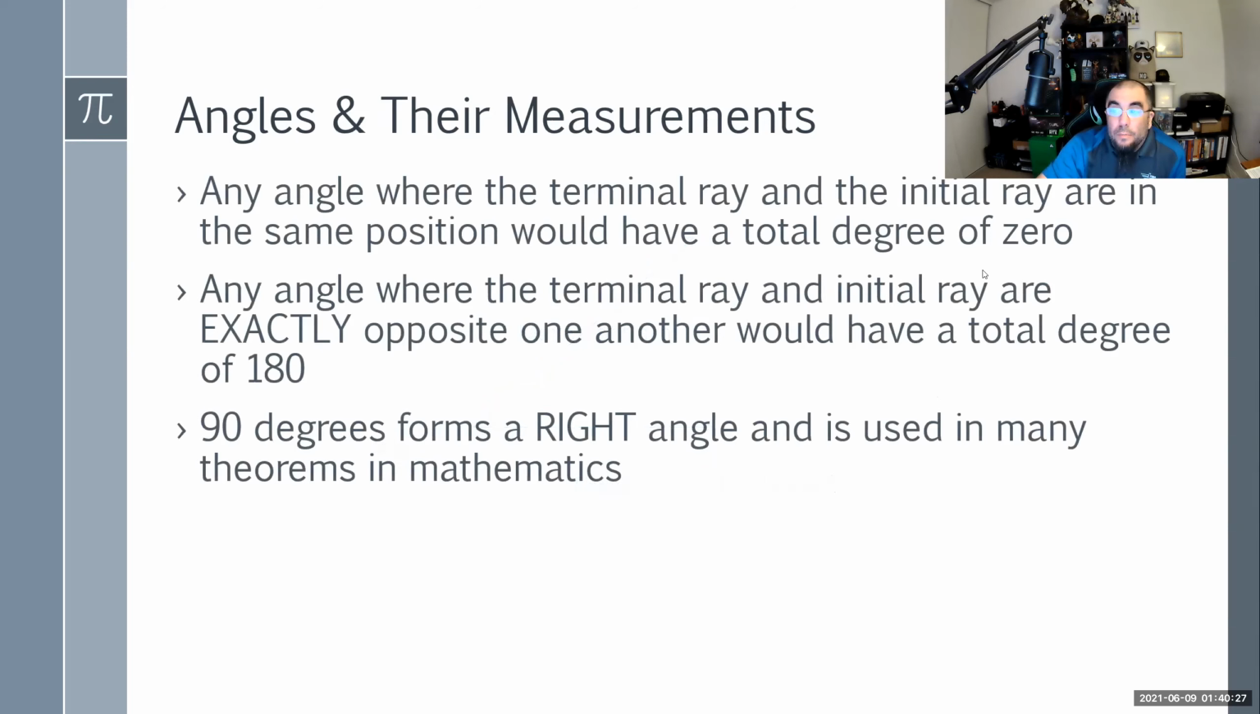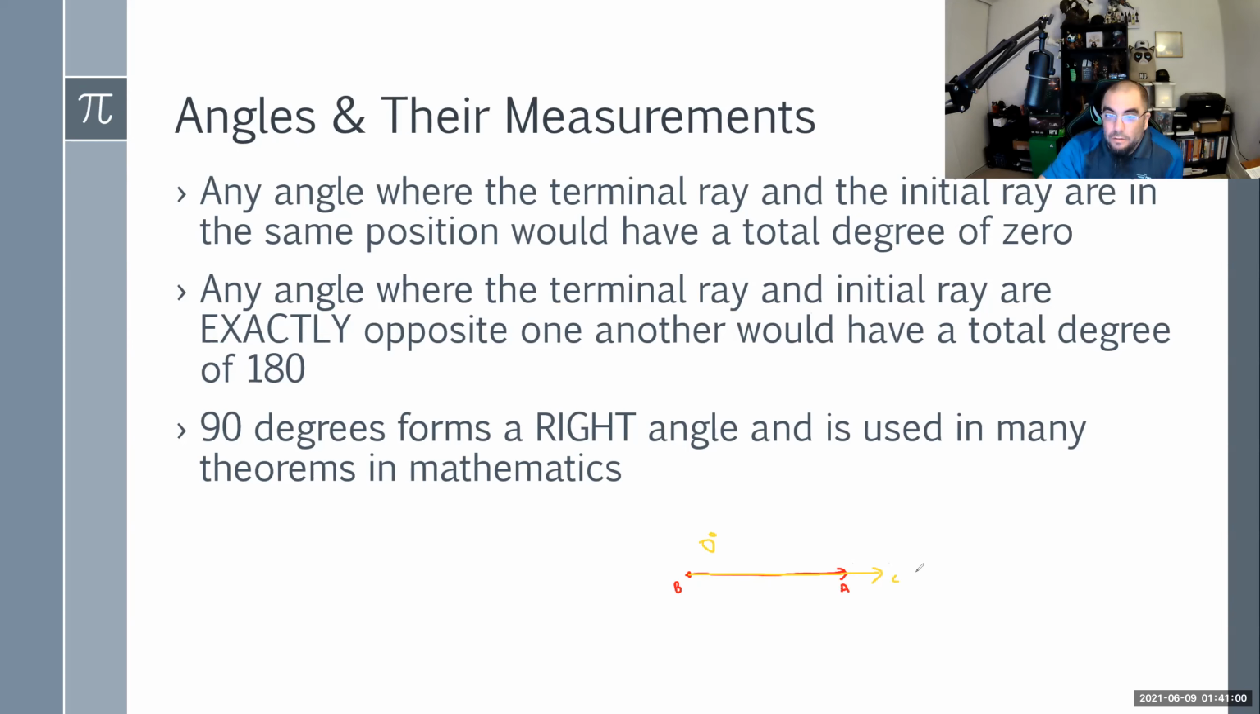Any angle where the terminal ray and the initial ray are at the same position means that angle would have a total degree of 0. So what this is saying is, if I have this vertex of B, and I have ray A that goes there, and that is ray BA, and then I have another ray, and they're laying right on top of each other. This ray goes through here and here, so I have ray BC. Because they're laying over on top of each other in the same position, that's a 0 degree angle because there's no change, right?